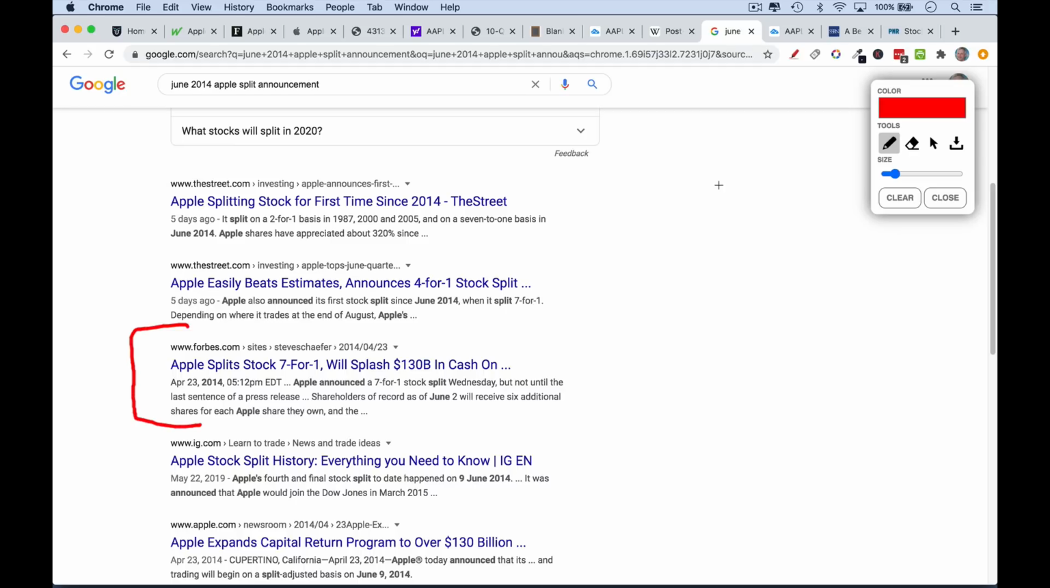So let's look at what happened back in 2014. On April 23rd, 2014, Apple announced a 7-for-1 stock split. This was the announcement date, April 23rd. The actual split was to happen on June 2nd. So just roughly a month and a half later, that's when the actual split would happen.